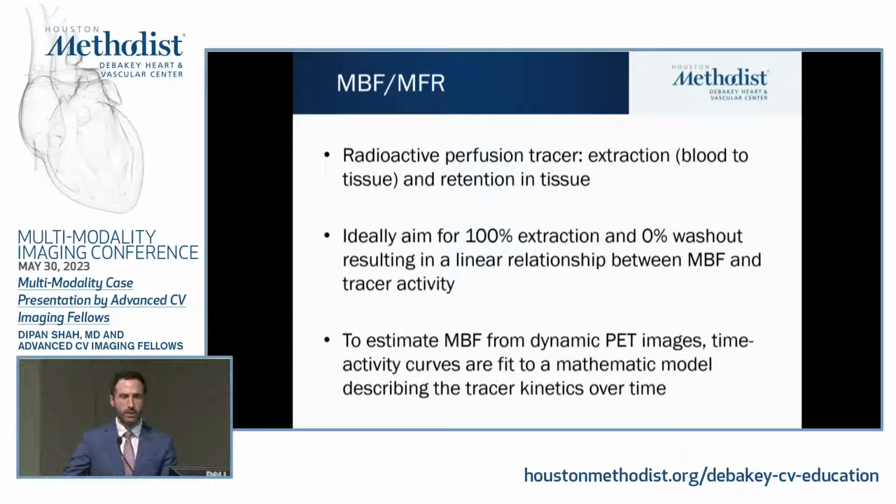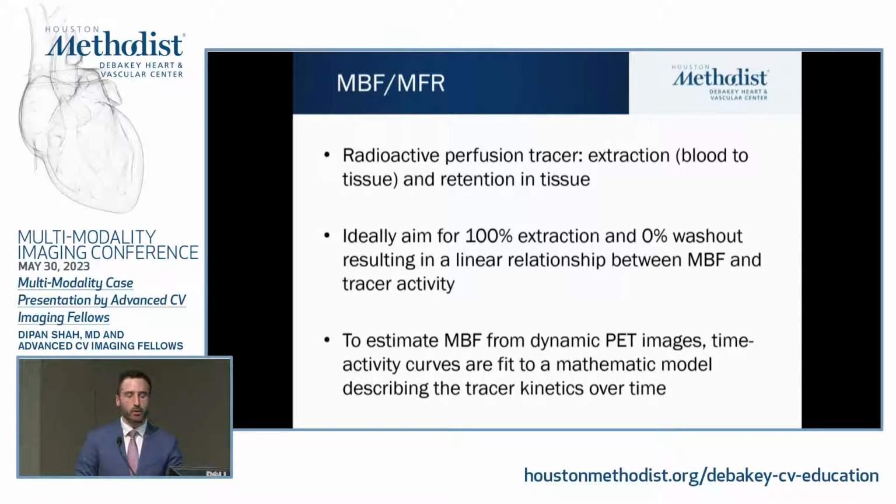The way myocardial blood flow is calculated from PET images is from dynamic images. When we inject rubidium, it goes from the blood pool, gets extracted by the myocardium, and gets retained in the myocardium, although some of it actually gets washed out to the blood pool again. So ideally what we want is a tracer that has 100% extraction and 0% washout so that it can result in a linear relationship between blood flow and tracer activity.